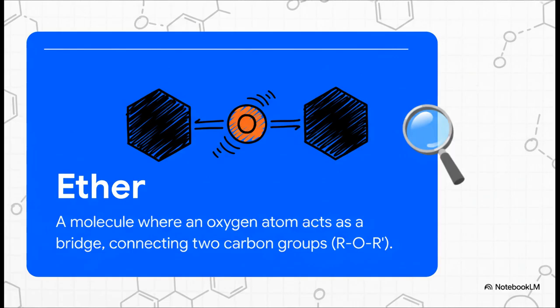And then there's our third member, the ether, which completely flips the script on what that oxygen is doing. Instead of hanging off the side of the molecule, the oxygen atom becomes a bridge, linking two carbon-based groups together. Just picture it, an oxygen atom with a carbon group on one side and another on the other.